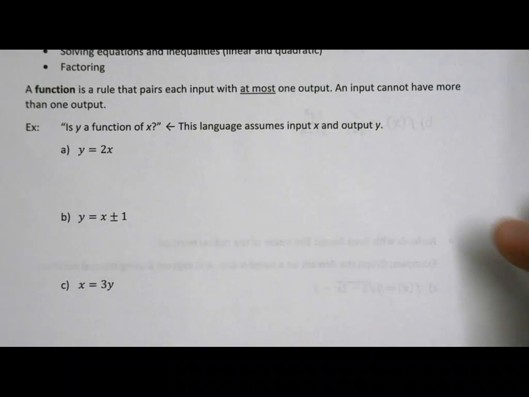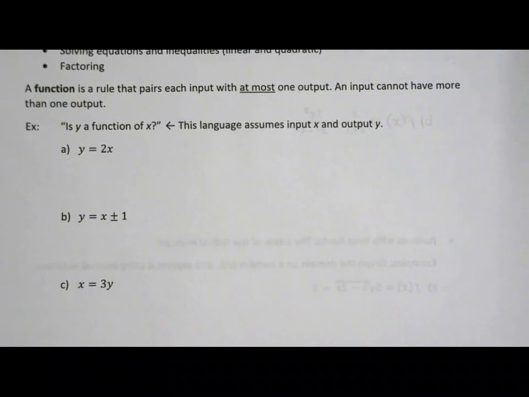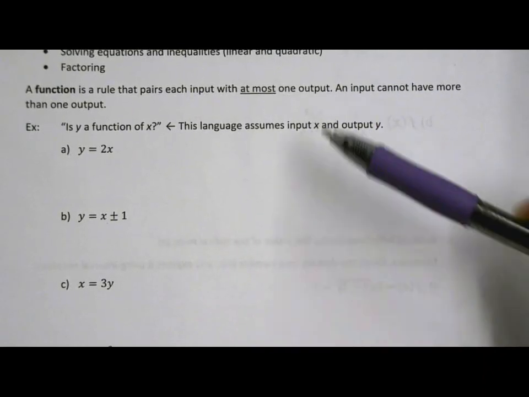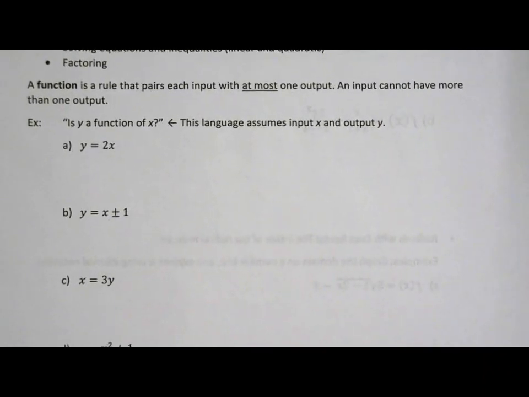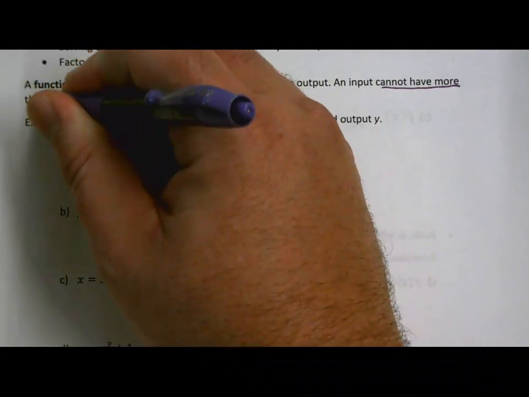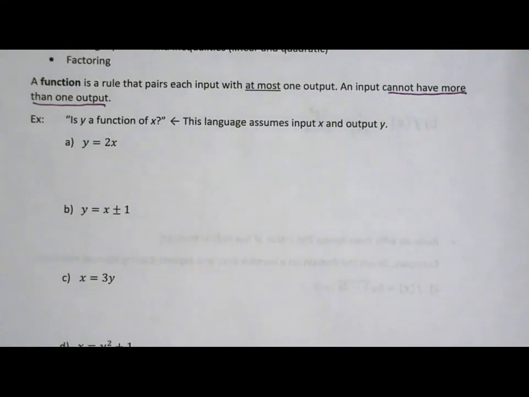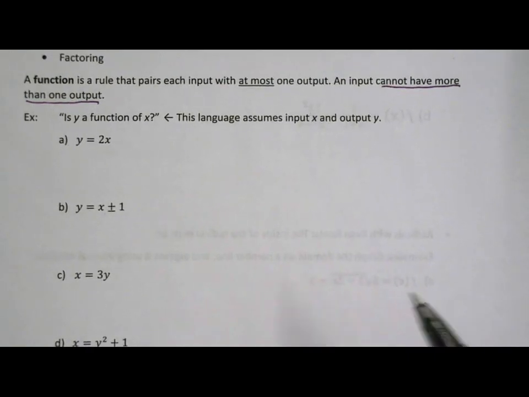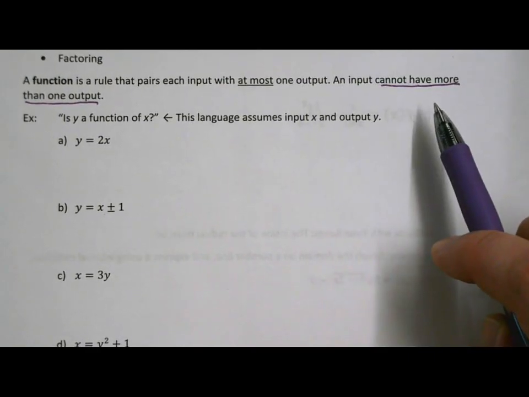So first of all, let's define what a function is. A function is just a rule that pairs an input with at most one output. So the big rule is a function cannot have more than one output. An input cannot have more than one output. Another way to define a function is, can you write it as an equation that says y equals, but this is the formal definition.